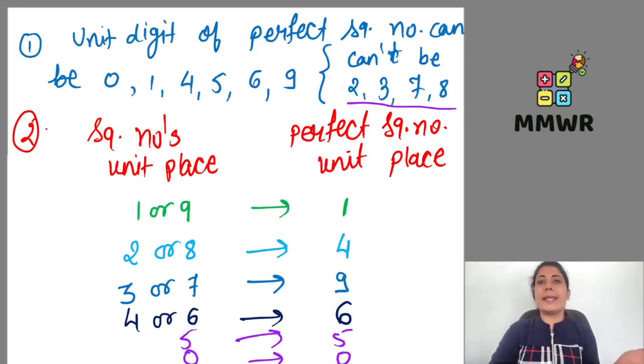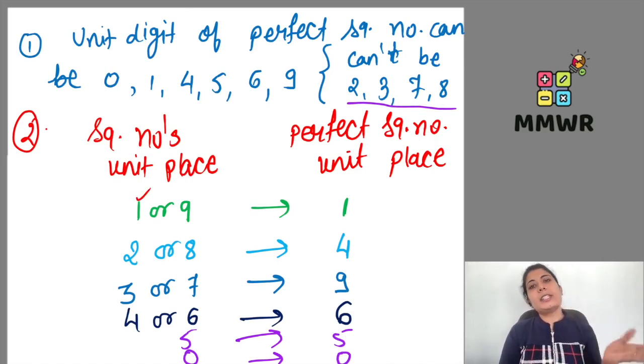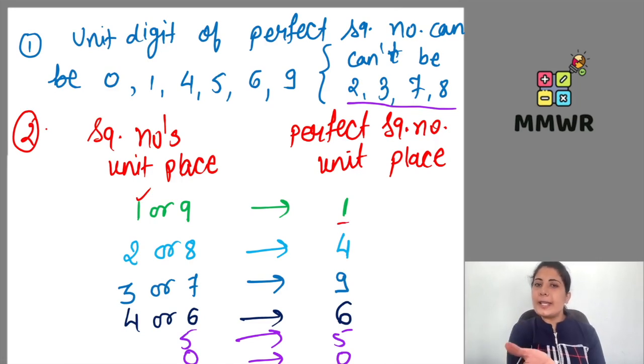This property is vice versa. When 1 is there in the square number of a particular number, then its unit digit is 1 or 9. In case of 1 or 9, we will be getting 1. If 1 is there at the unit place, then its square root is going to have either 1 or 9. That is why two options.